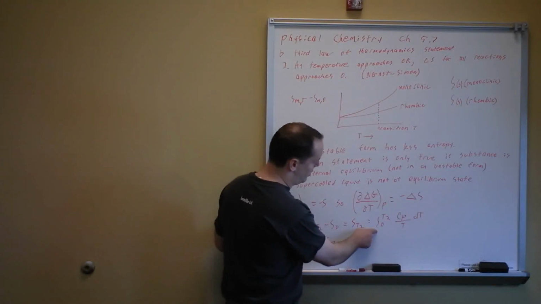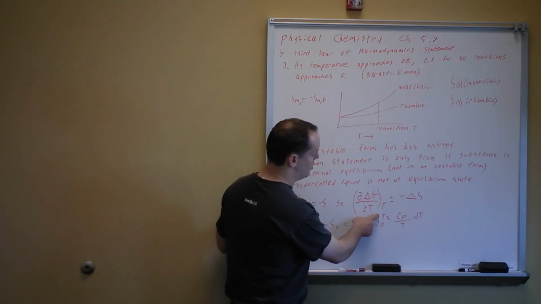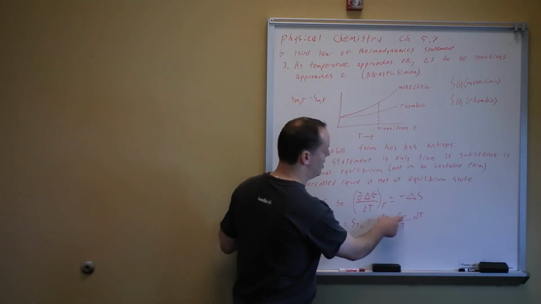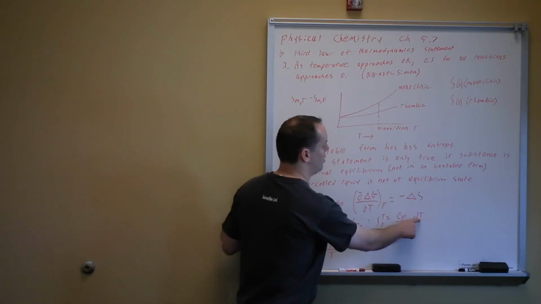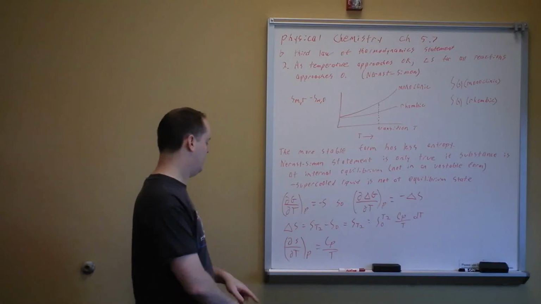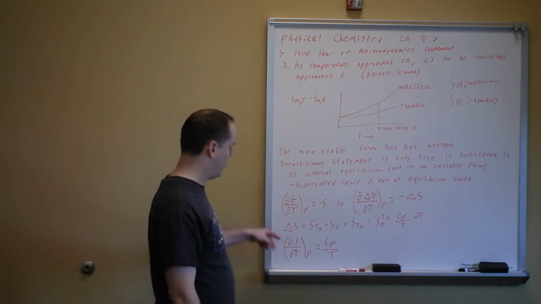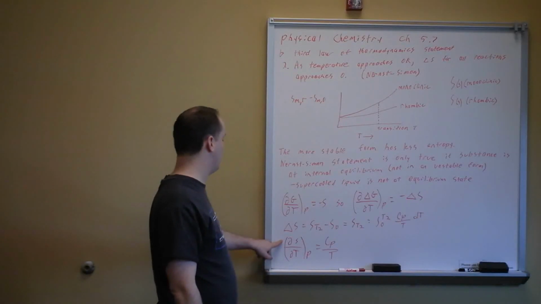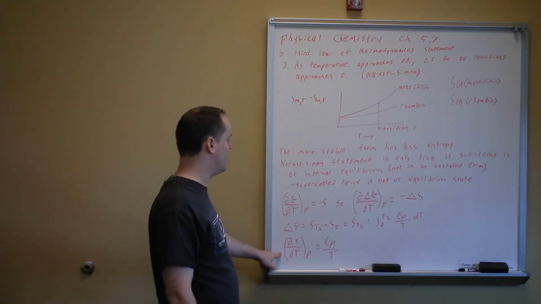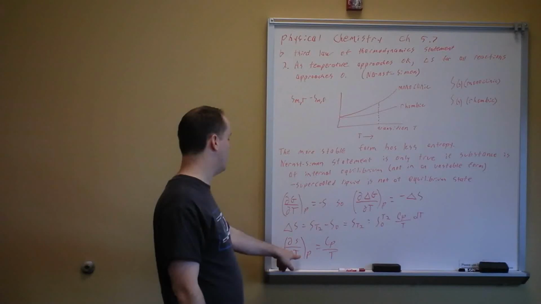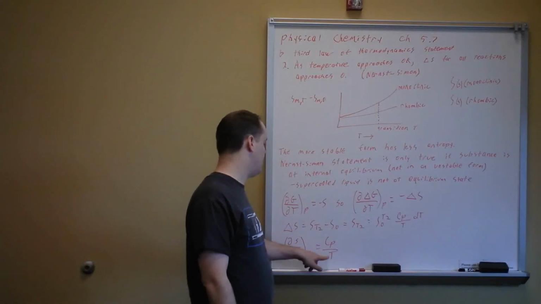So that's going to be equal to the integral from 0 to temperature 2 of our heat capacity at constant pressure divided by temperature with respect to temperature. And we also know from our Maxwell relations or our Gibbs equations that the derivative of entropy with respect to temperature holding pressure constant is equal to Cp over T.